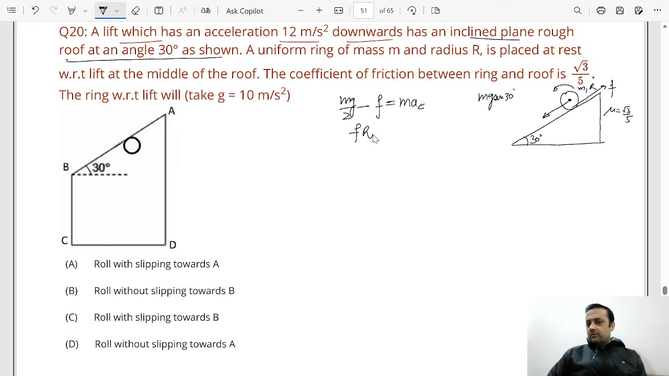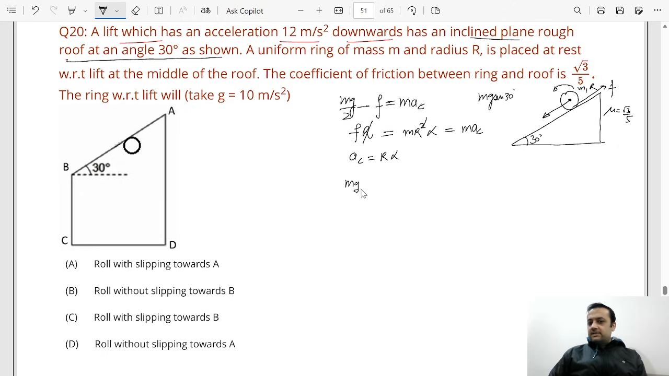So you will say friction into R will be equal to I center of mass into alpha. For a ring, I center of mass is mR square into alpha, right? This is the torque equation about the center of mass. So you can see that friction becomes m R alpha. The condition of pure rolling is a_c equals R alpha. So R alpha can be written as a_c. So this becomes m a_c. Okay, so the value of friction comes out to be m a_c, which you can put here.